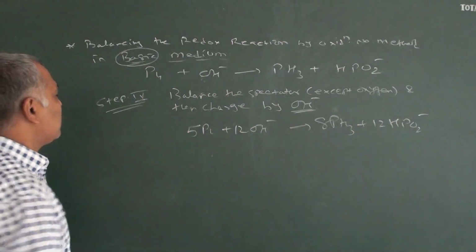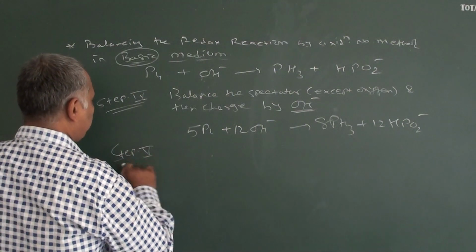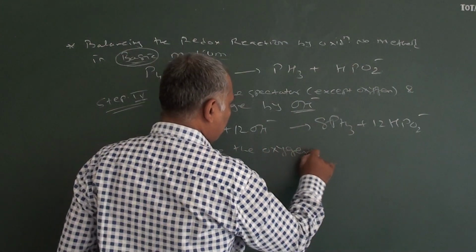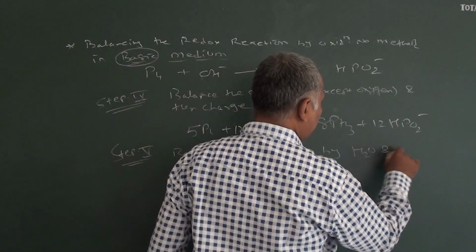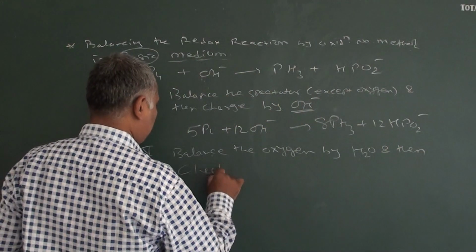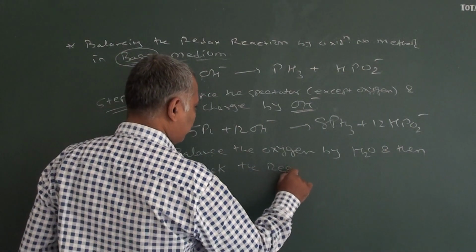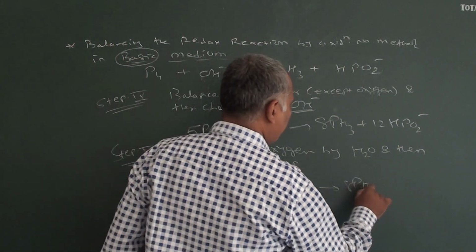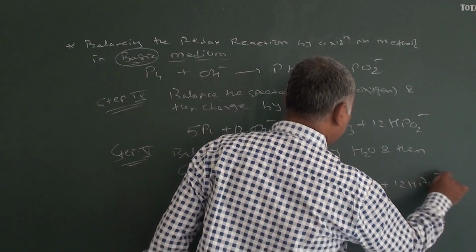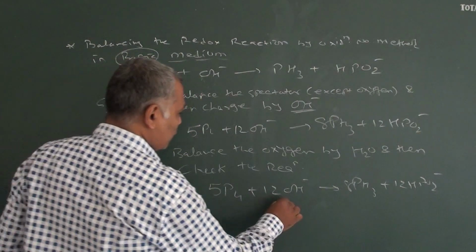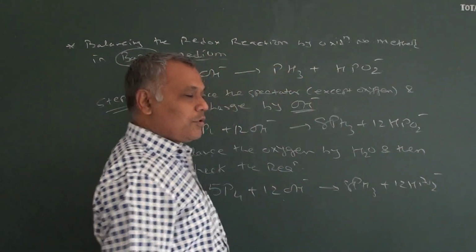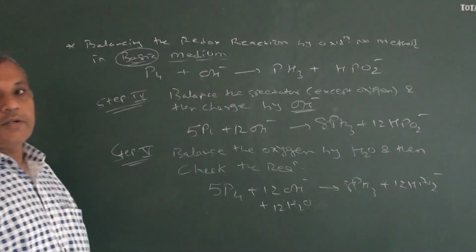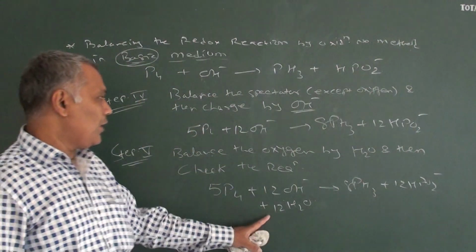The charge is balanced. Step 5. Balance the oxygen by H2O and then check the reaction. 5 P4, 12 OH minus, 8 PH3, 12 HPO2 minus. Now what does it show? 12 oxygen, 24 oxygen. So there is a deficiency of 12 H2O. There was a deficiency of 12 H2O. So we get 12 H2O over here.